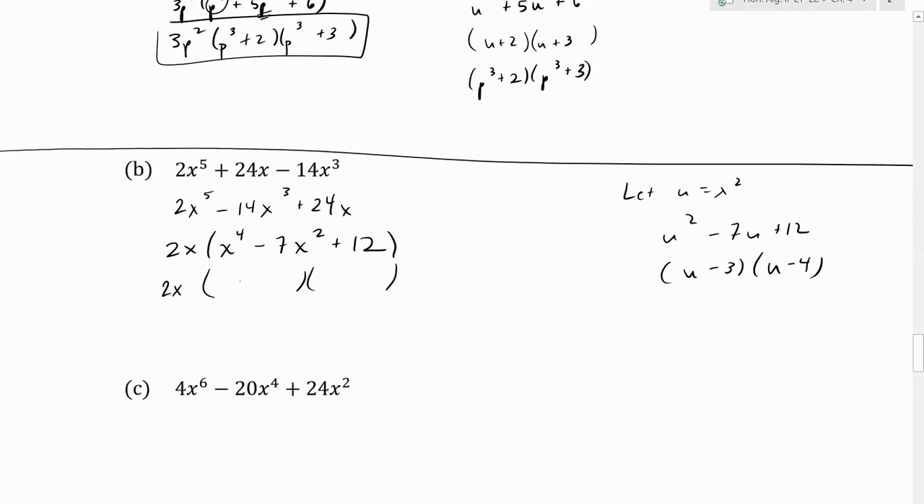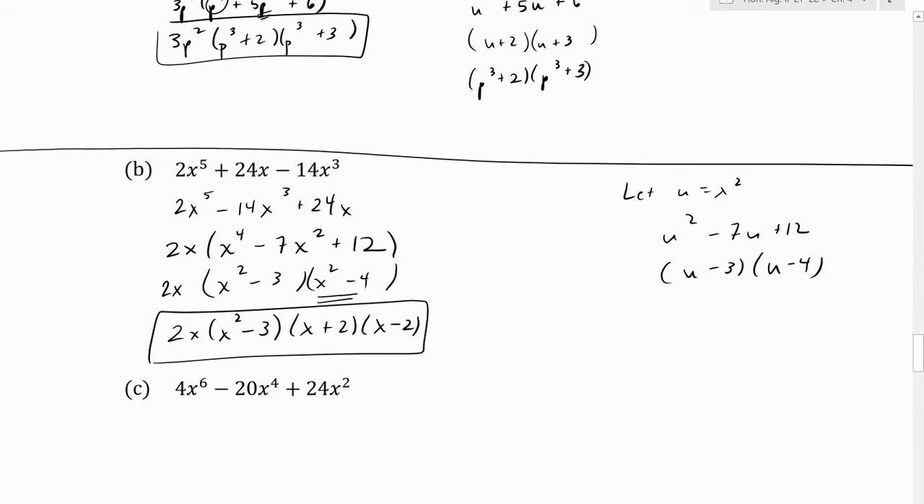So I'm going to say what multiplies to be -12 and adds to be -7. It's just going to put x squared in the front. And I'm not done with this one because that's still the difference of 2 squares. So it turns into x plus 2 and x minus 2 as the 2 more factors.